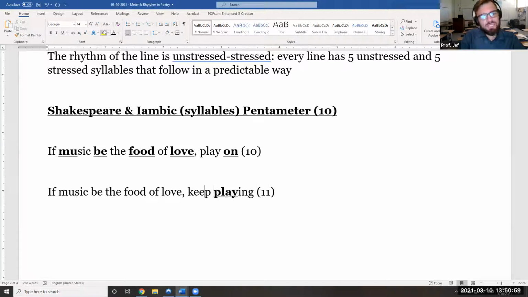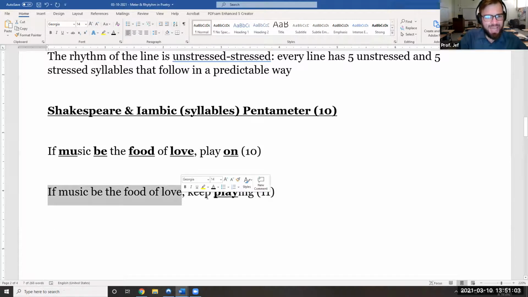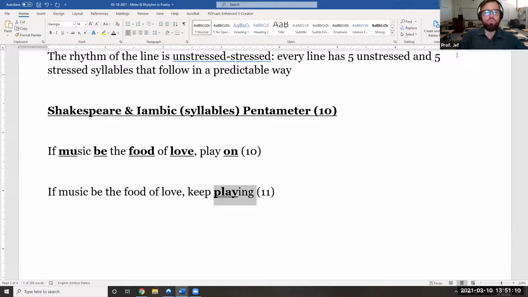Right, so even if you said, imagine you want to keep the first 8 syllables the same, and then we want to add another syllable, so that makes things different even. But this word playing, really, Shakespeare could not have used that word playing at the end of the line because that word doesn't end with a stressed syllable, right? Does that make sense?